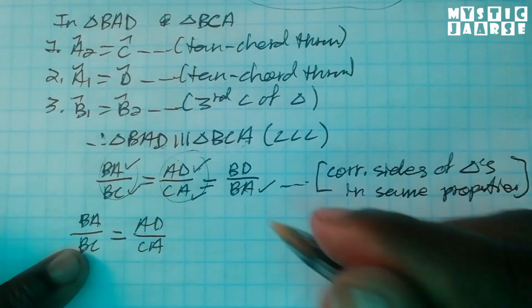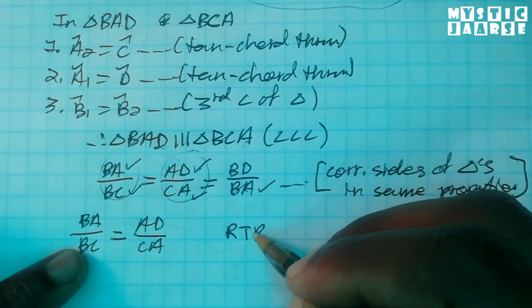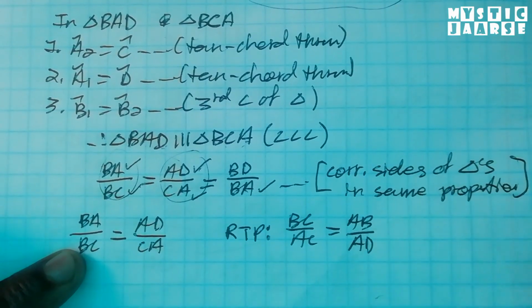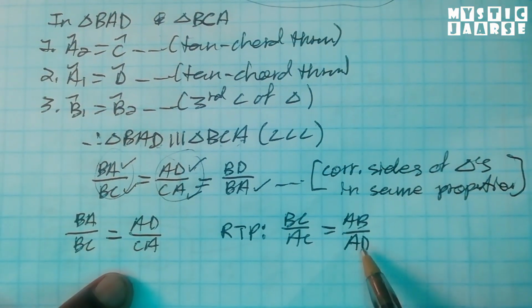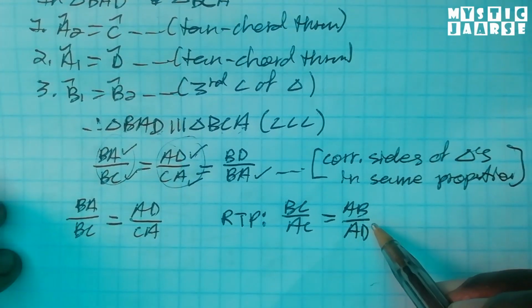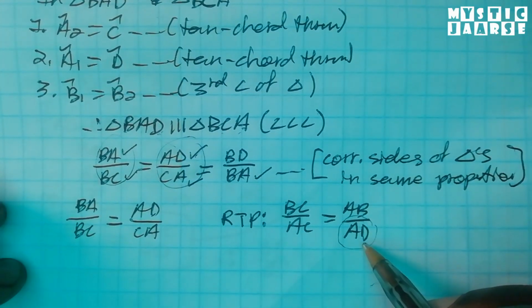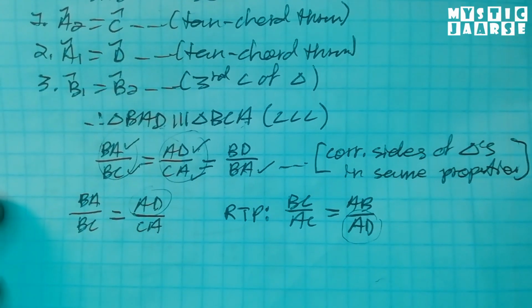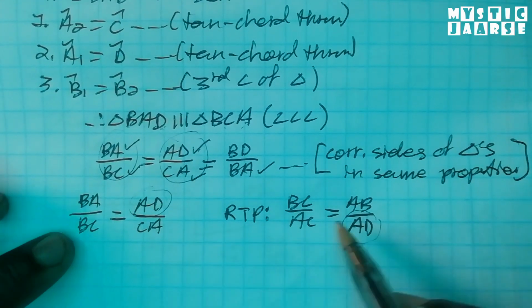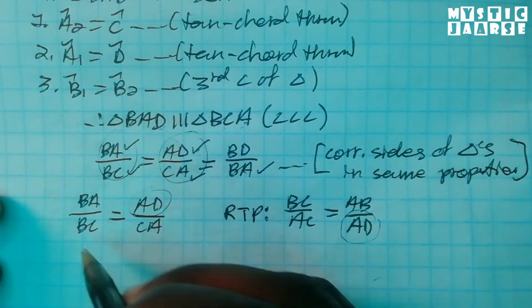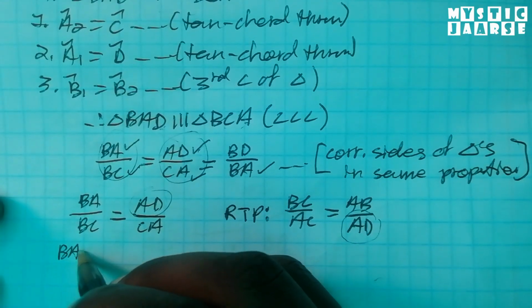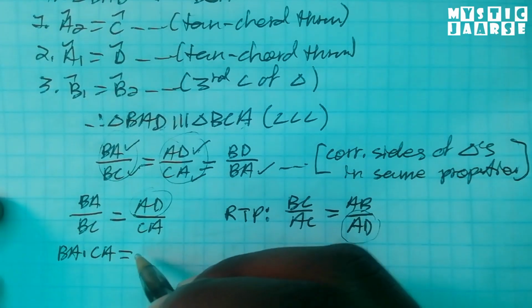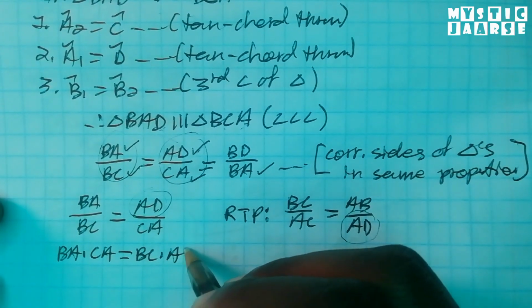No, it is not. We were required to prove that AB divided by AD. Now, they are not the same, right? In what they asked us to prove, AD is a denominator, and on this side we have AD as a numerator. So we need to rearrange this so that it gives us this. So let's cross multiply. We have BA times CA is equal to BC times AD.